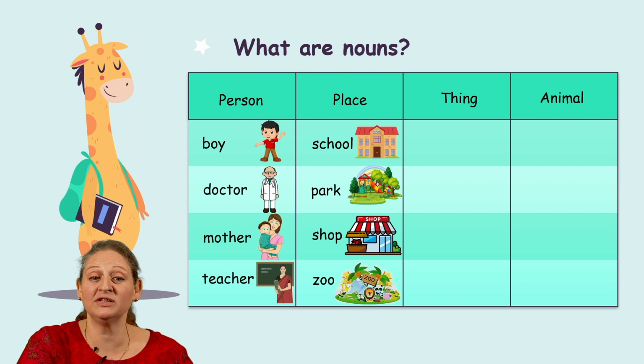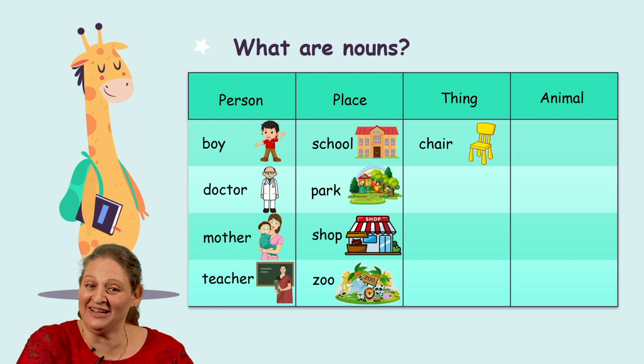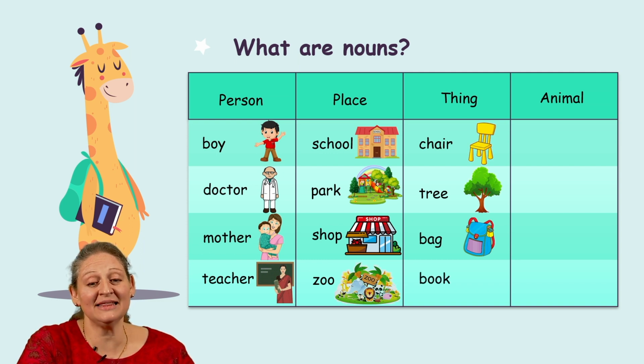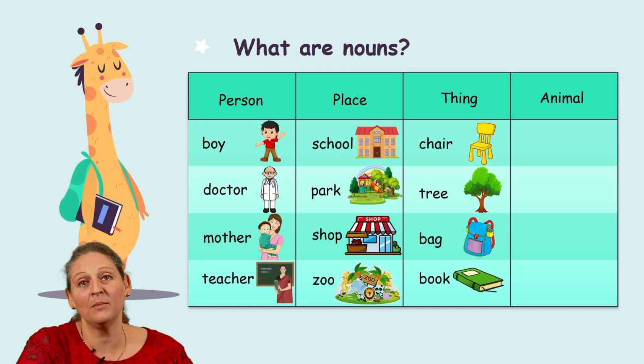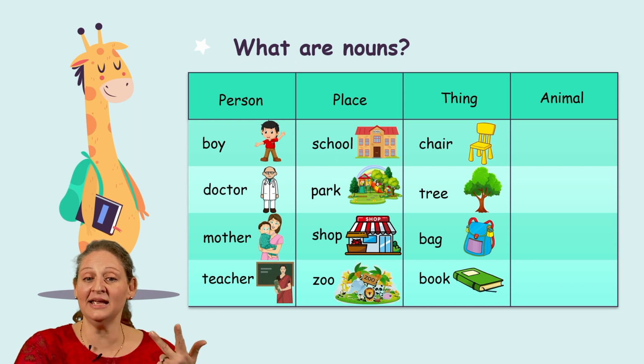Okay, we've looked at person and place. What about thing? What are things? Things are objects. Like a chair. A chair. It is made of material, right? It's not living. So it is a thing. A tree is a thing. A bag is a thing. A book is a thing. Okay, these are all objects around us. Chair, tree, bag, book. So we know that a noun is a naming word. It names a person, place, thing, or animal.